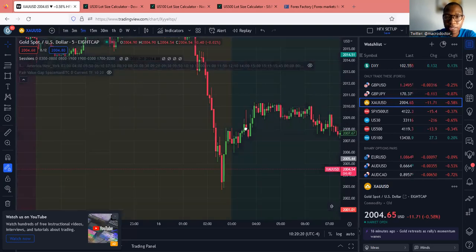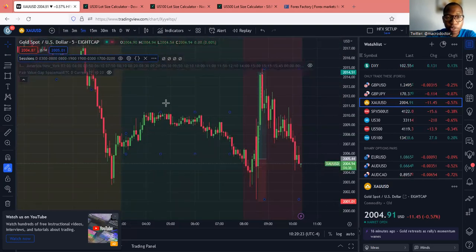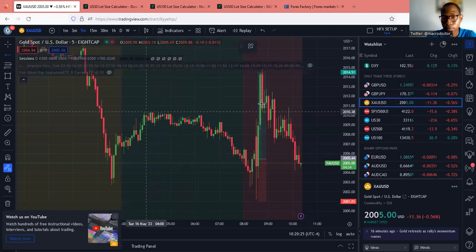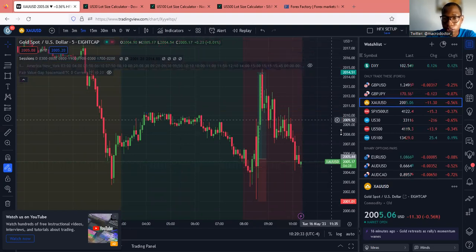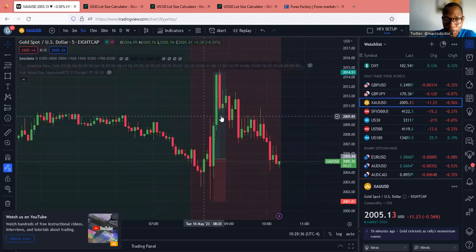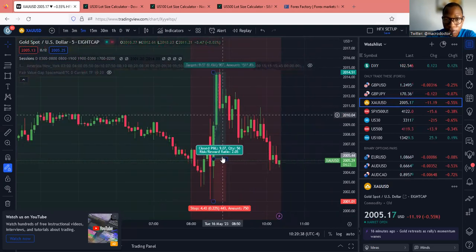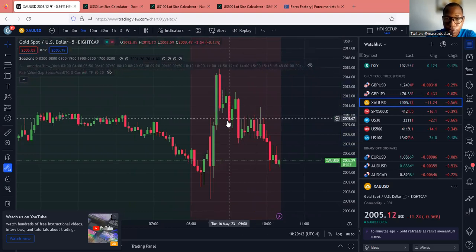But then what I was waiting for was to see if it would give us a market structure shift after taking out the high, because remember this was also the high of the previous session right here. Once it took out that high, it also gave us a market structure shift, as you would see here. Price came down, created this low here, took this out, created this low here, and then closed below it. So what I did was go for the sell, on the break of structure.